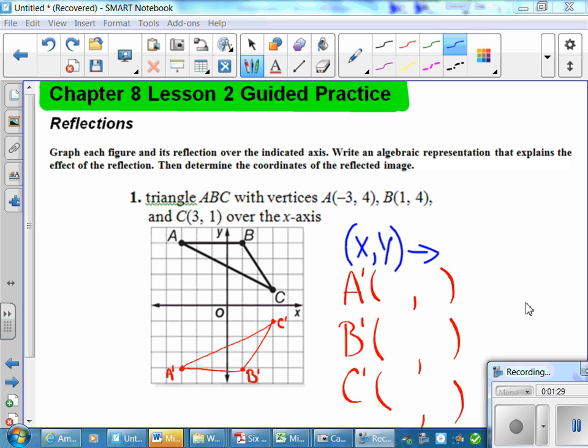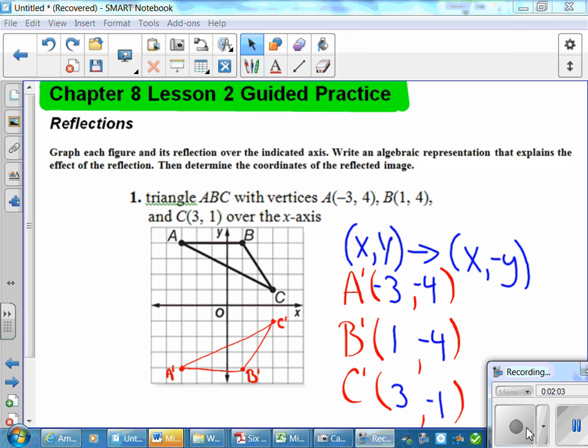Okay, go ahead and start by writing the algebraic representation, which basically means you're starting with an x and a y, and then you're going to look at what happens to the x value from C to the reflected C, which nothing changed, so that's going to stay an x there. And then what happens to the y is it went from a positive to a negative, so all you have to do is put a negative sign in front of the y. All right, once you do that, go ahead and write down the coordinates for A, B, and C that's reflected. Okay, once you write down the new coordinates, you are done.